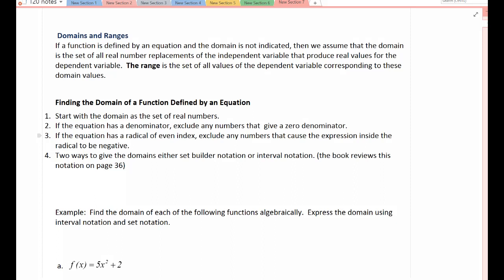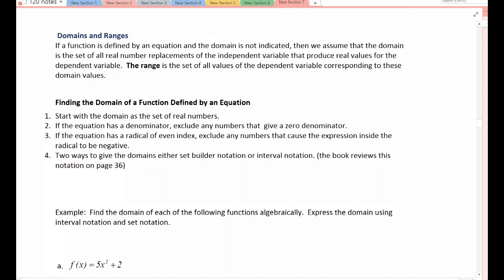We're going to come at ranges more in terms of graphical, so we'll come back to ranges in a little bit. We're going to focus on domains since those are the harder of the two. So a function is defined by an equation, and the domain is not indicated.